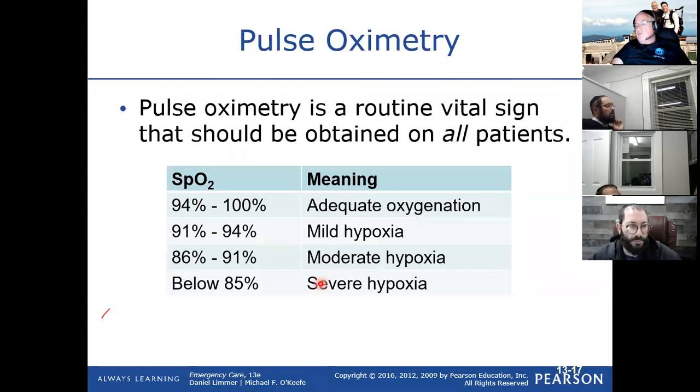So a rough idea of a normal pulse ox is somewhere between 94 to 100%, okay? Under 94%, we consider it to be starting to get low. So between 91 and 94%, it's mild. Once it gets below, say, 91%, we consider it to start getting serious. It's very rare that you're going to see people have pulse oxes below 94%, okay?